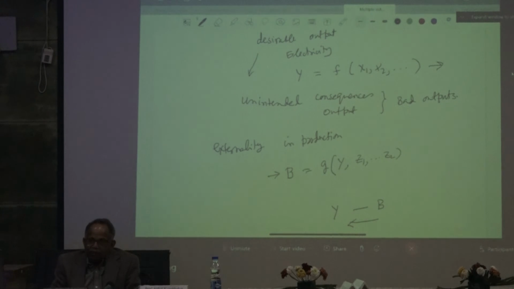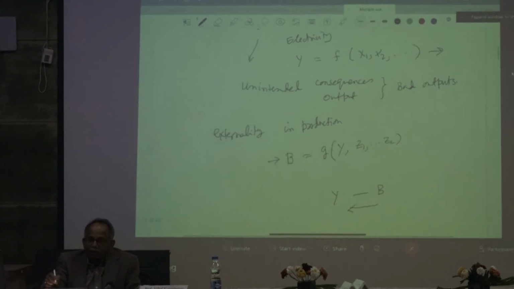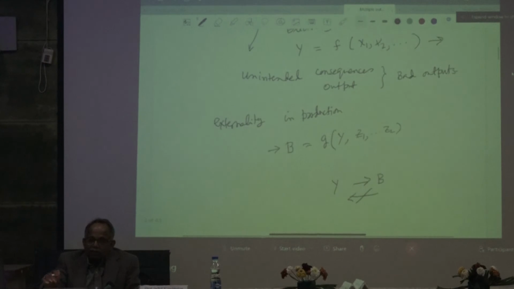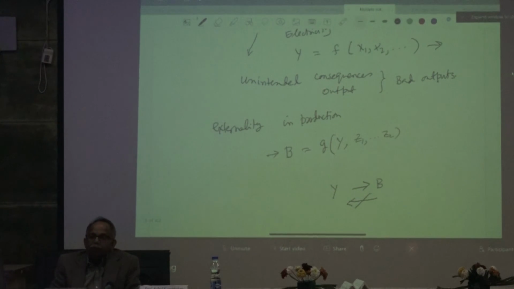So we have not reached that stage. That's why we just say that it goes like this: Y affects B, but B is not affecting Y. If you look at these two equations, there is no B in the first equation, because to put B in the first equation, you would be interpreting that B affects production of good output. No, production of B, a bad output, is determined by how much good output you are producing. So this is the setup.